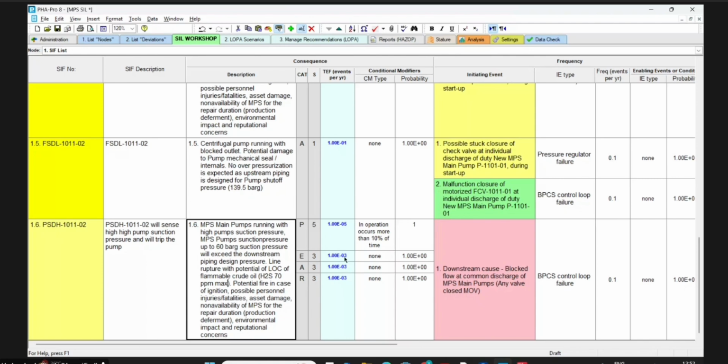Okay, potential fire. So yes. Ultimately, we are going to keep the same consequence P5. This is a credible scenario. And as per Ananta, we are going to keep the same condition modifier, 100% fatality.